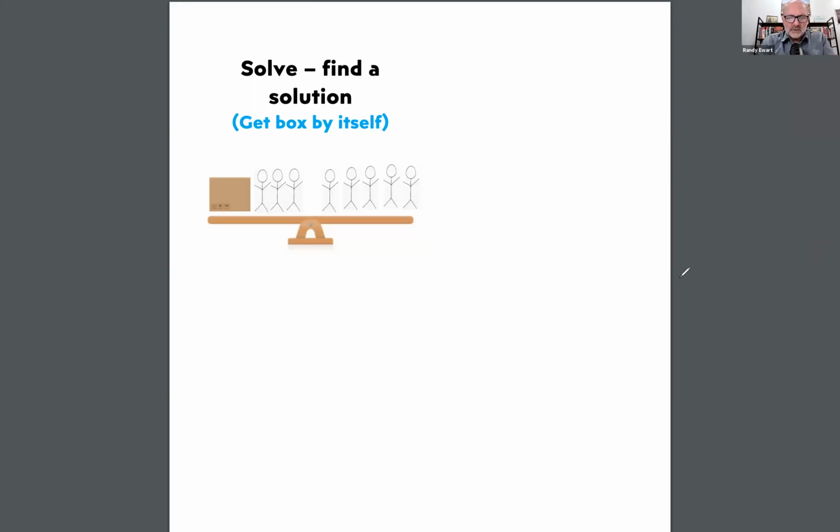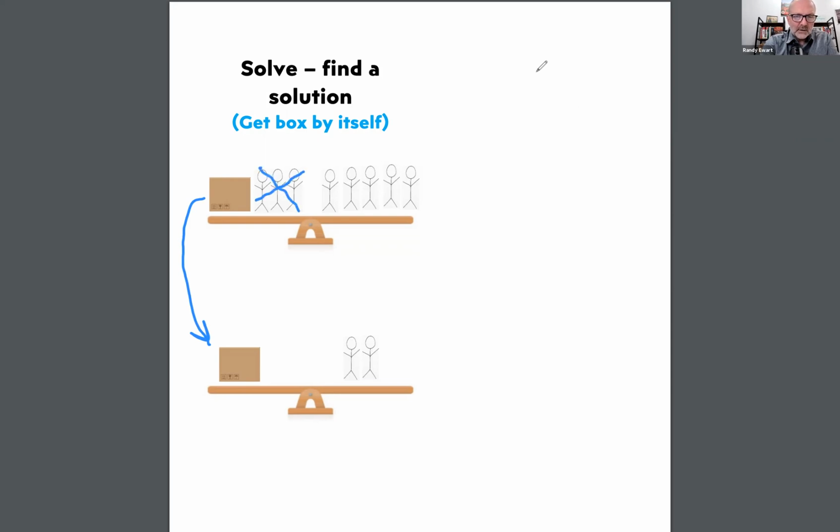First, previously we looked at the seesaw, and the idea of solving was to get the box by itself. So we want it to look like this. And then we talked about solving meaning to take steps to get from here to here. What we could do is subtract these 3 guys, get rid of them, but then we have to subtract 3 guys from the other side as well. And what do you have left? A box on one side and 2 guys on the other. And there we go. We just solved. We took the steps to solve.